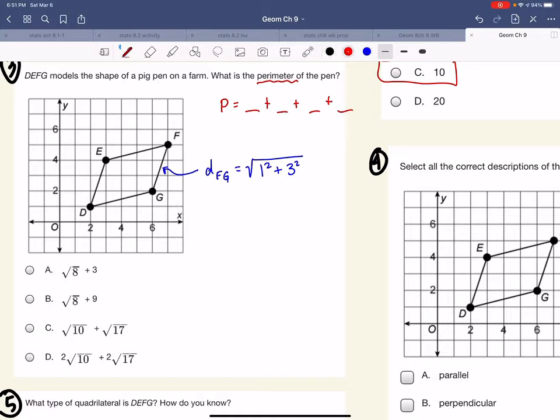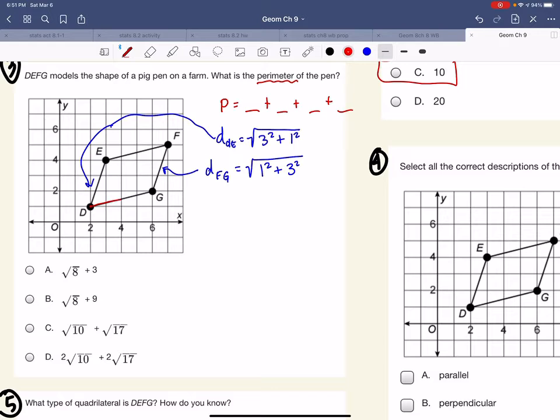Now let's take a look at this side. It looks like here I'm doing the same thing. So those have the same slope, right? They're parallel. I went up 3 over 1. So it's the same thing as this one. The distance between D and E looks like it's that, which is the same thing.